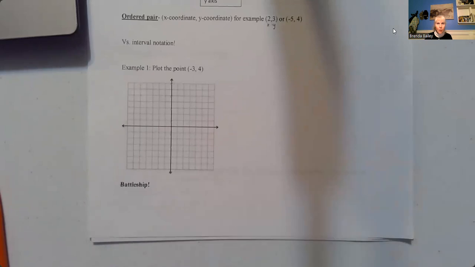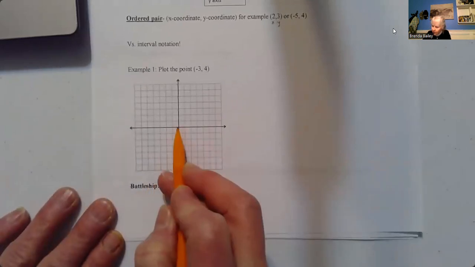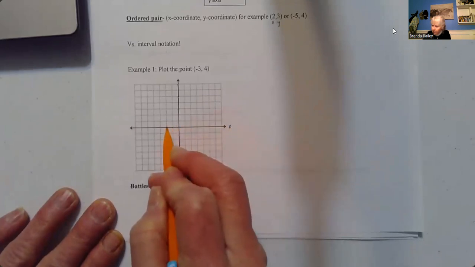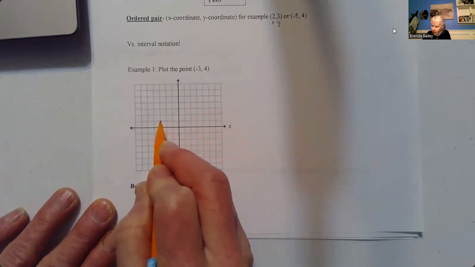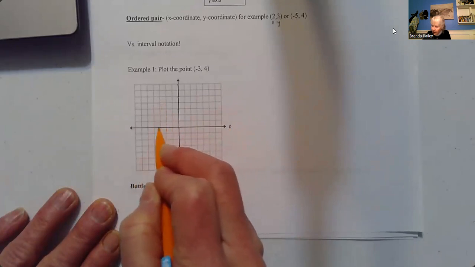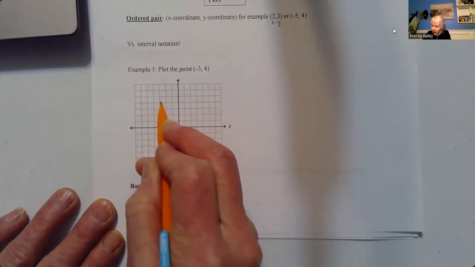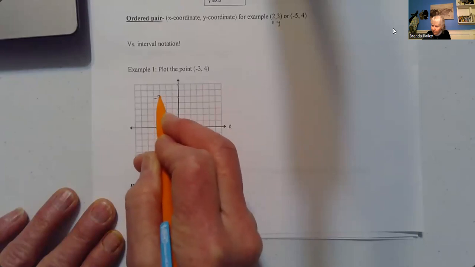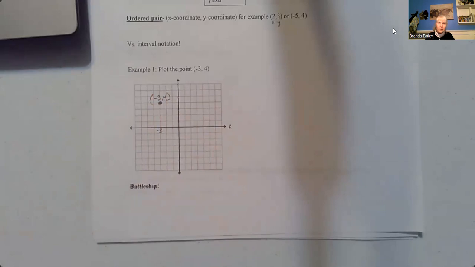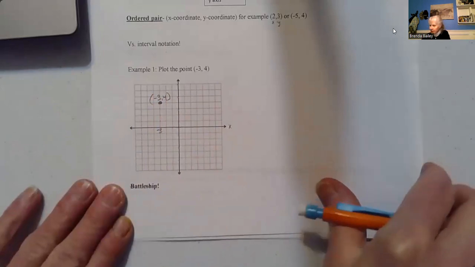So here, again, you can plot the point -3, 4. Just like in the game Battleship, you'd go -3 on the X, and 1, 2, 3, 4 on the Y. Let me make sure I have that right. 1, 2, 3 on -3, 1, 2, 3, 4. So there's your point, -3, 4. Okay. All right, pretty simple. No problem. All right, let's go to the next page.